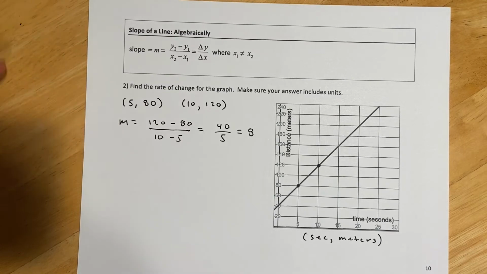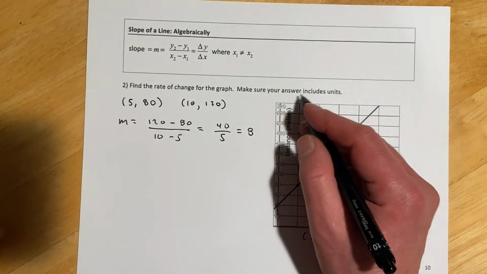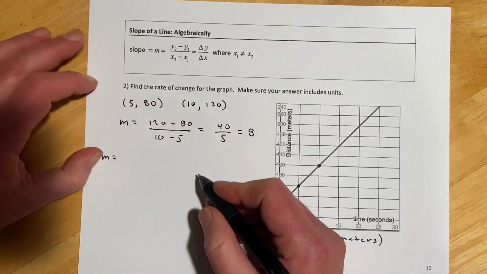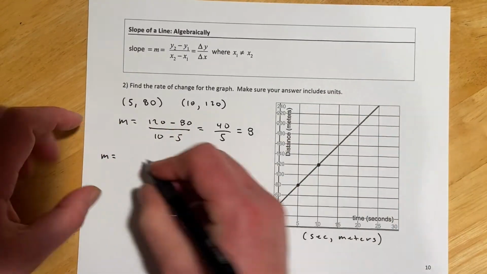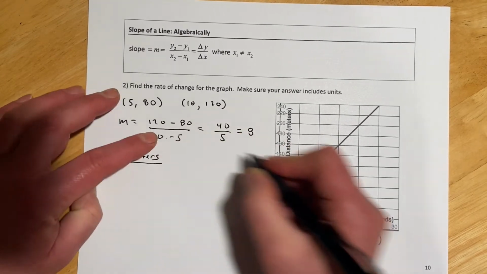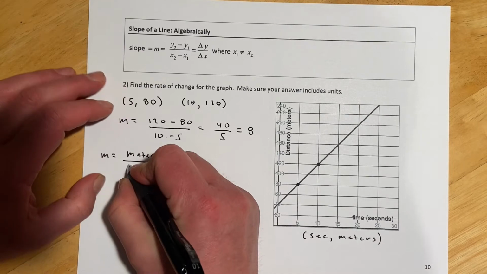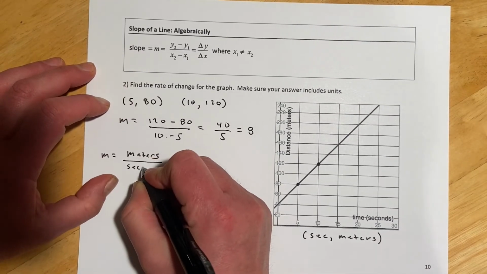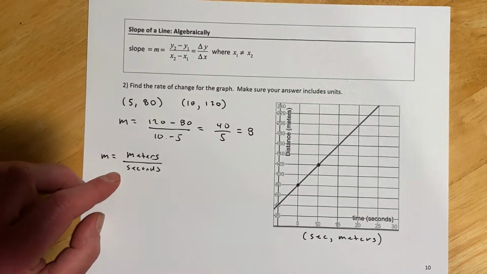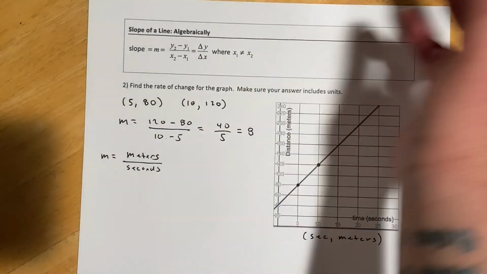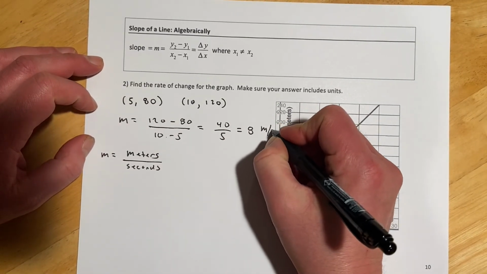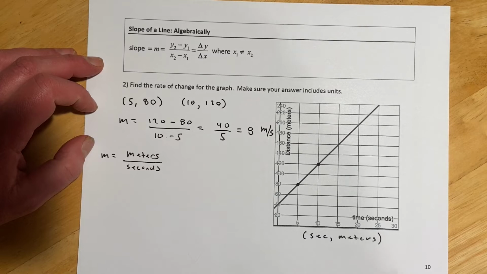So 8 is my slope, but it's asking what are the units of this. So again, this was in meters, right? And then this was in seconds. So our slope is in meters per second, so it'd be like a rate of change of velocity. So here, meters per second would be our units.